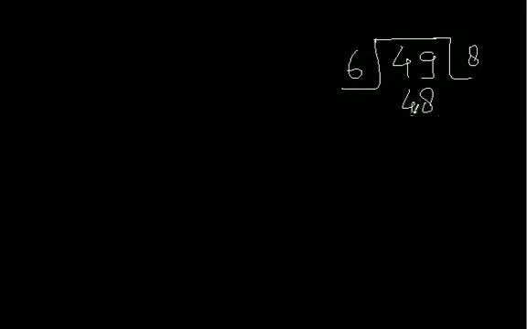Now we will solve one more. We will see some definitions. Like if we divide 49 by 6, then what happens? We read the table of 6. 6 5s are 30, 6 6s are 36, 6 7s are 42, and 6 8s are 48. So 6 8s are 48, 9 minus 8 is 1, and here it becomes 0. The figure becomes like this.